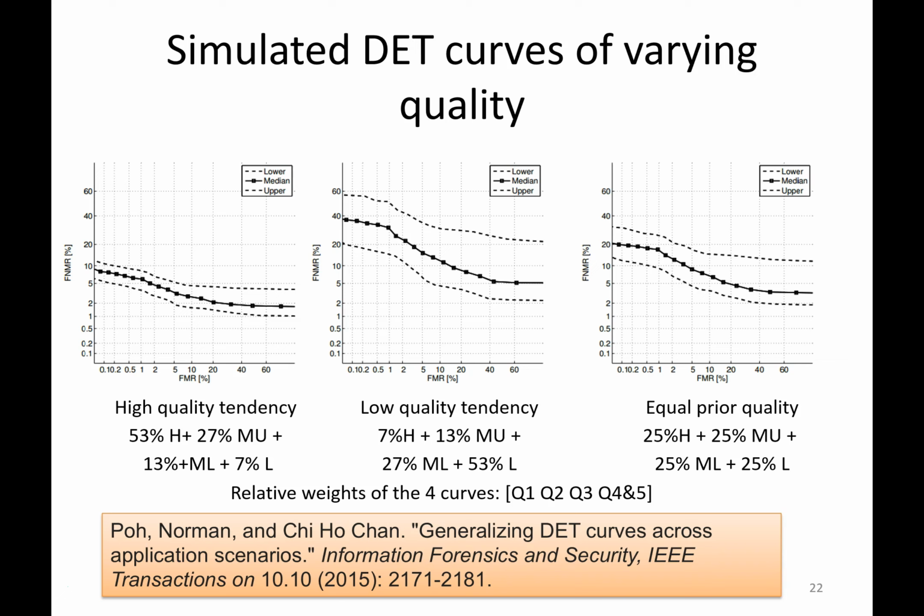Okay, so if your database is dominated by low quality samples, you have this. Your ROC curve is actually getting very bad at the top there. Then, of course, we can also create a scenario with a mixture of high quality and low quality in equal proportion. Then you have a curve that is slightly in between the two of them.